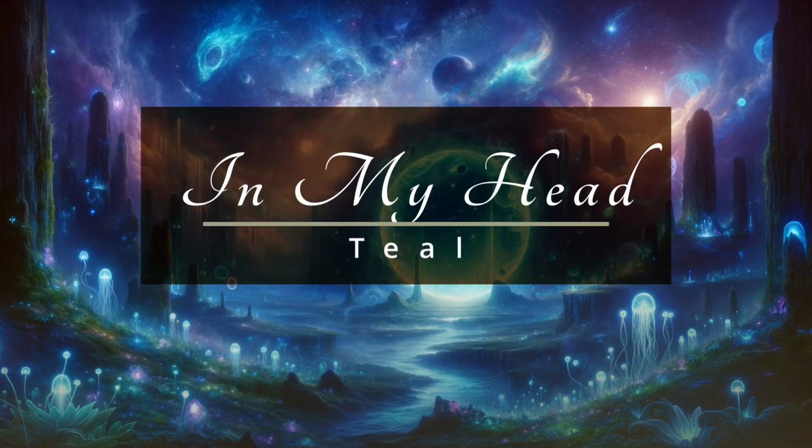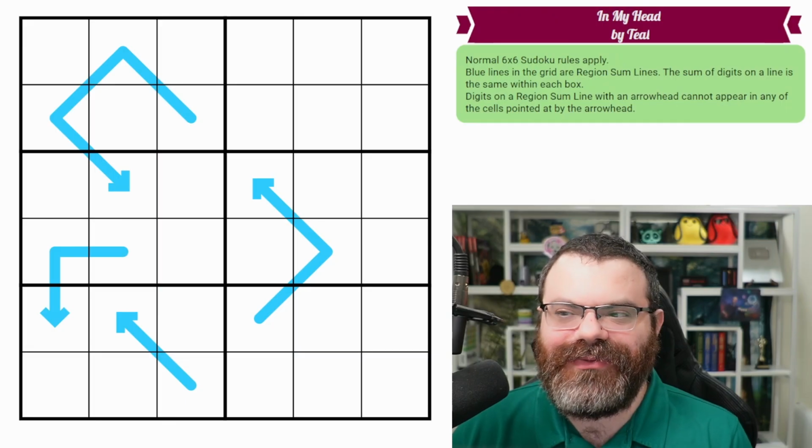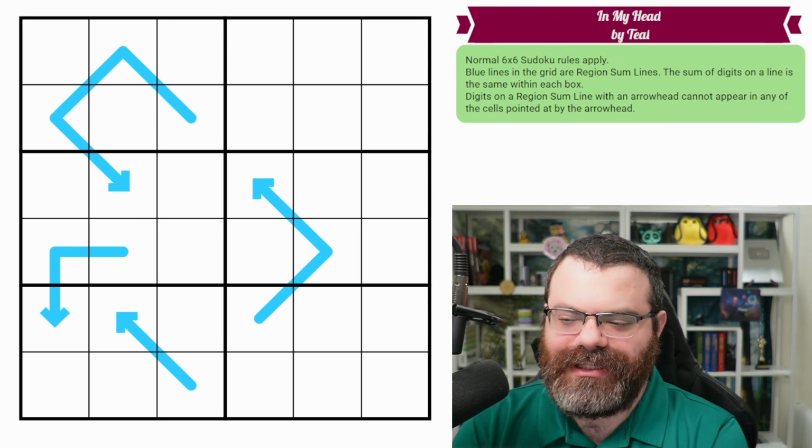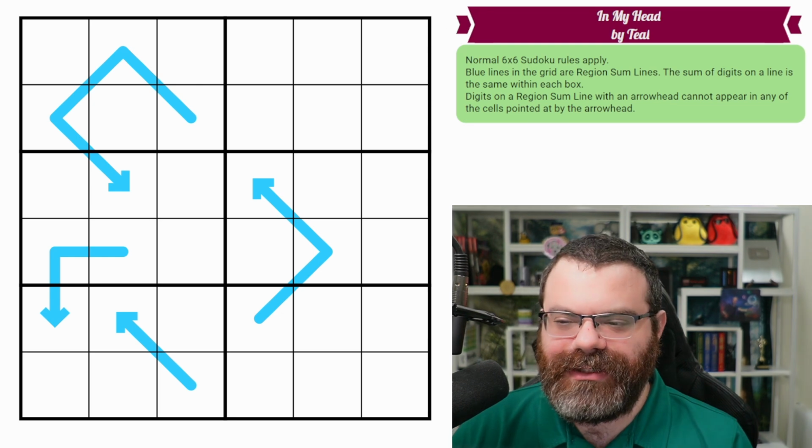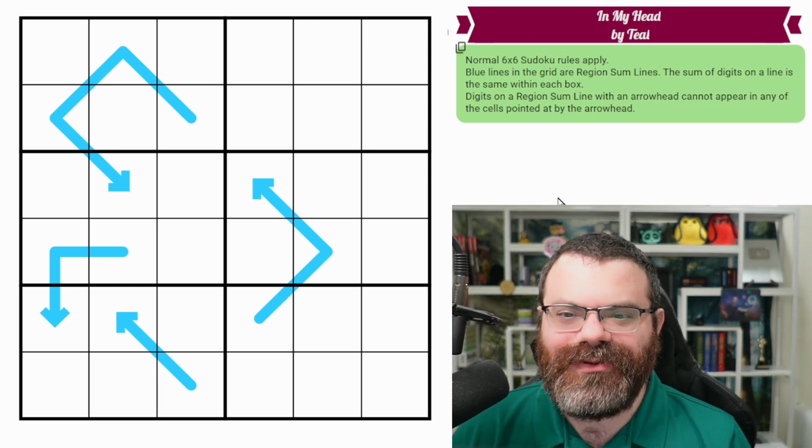Hello, let's continue our Sudoku adventure with In My Head by Teal. So this continues our region sumline theme week for August. I hope you're enjoying it. So of course this puzzle has region sumlines, plus a little bit of an extra twist. So let's go over the rules here.